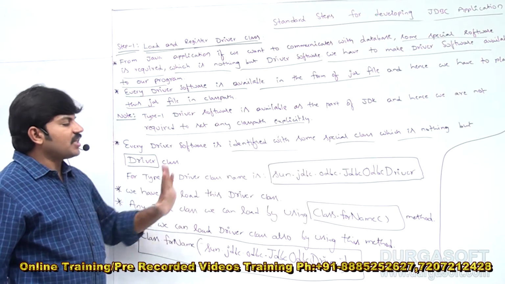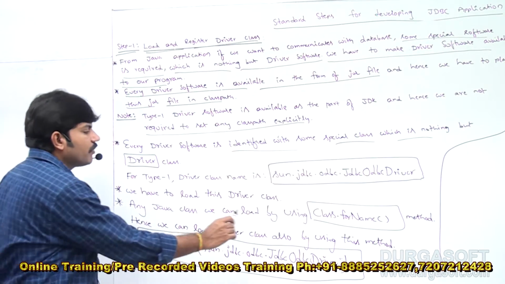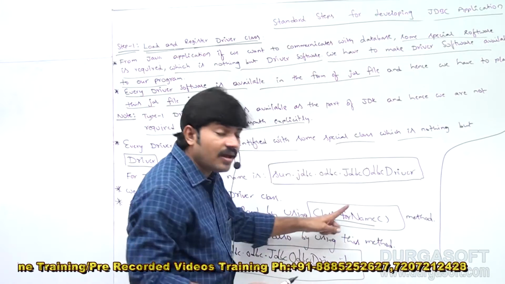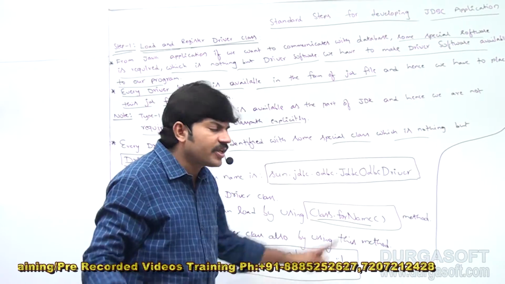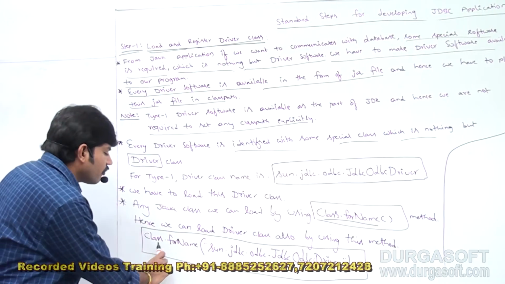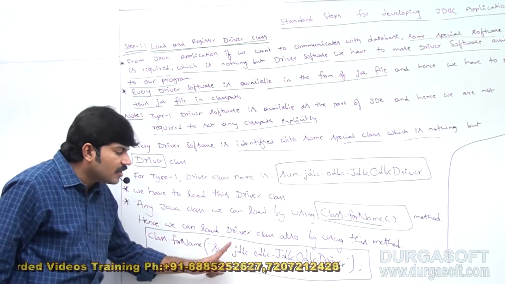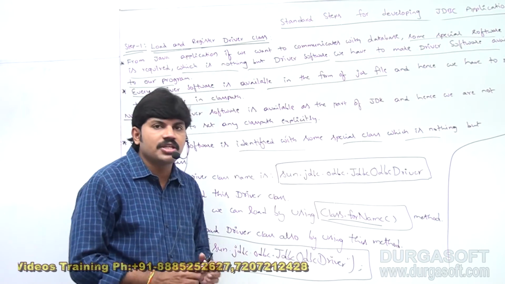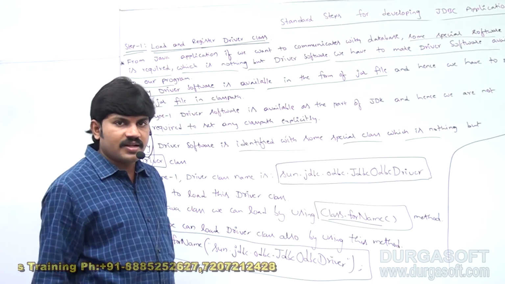We have to load this driver class. Any Java class we can load by using the Class.forName method. So hence we can load a driver class by using Class.forName("sun.jdbc.odbc.JdbcOdbcDriver"). Is it clear for all of you?